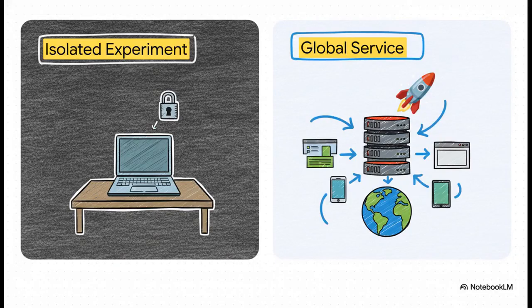This slide just lays it out perfectly. On one side, you've got the code on a laptop. It's a cool, isolated experiment, but it's a dead end. On the other side, you've got a live API, and that's a global service, ready to take orders from anywhere at any time. This is the huge leap we're making, from a personal project to a public utility.